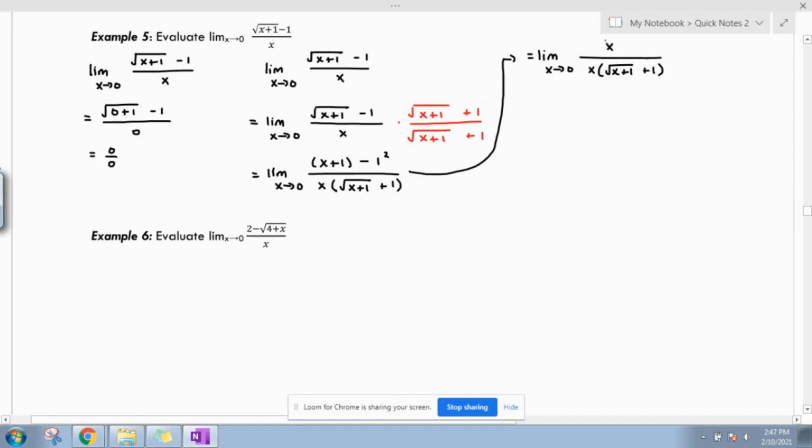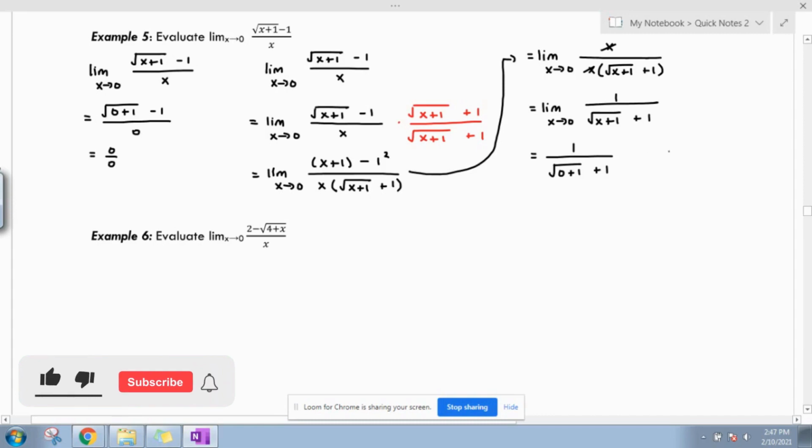I notice right away that I can cancel x's from the top and the bottom. And then I'm left with the limit as x approaches 0 for 1 over (square root of (x + 1) plus 1). At this point, after simplifying, I notice that if I plugged in x equals 0 into my function for my limit, it's not going to cause a problem. So I'm going to do straight substitution now. I'm going to end up getting 1 over (square root of (0 + 1) plus 1). And if I simplify, I'm going to end up getting 1 over 2.